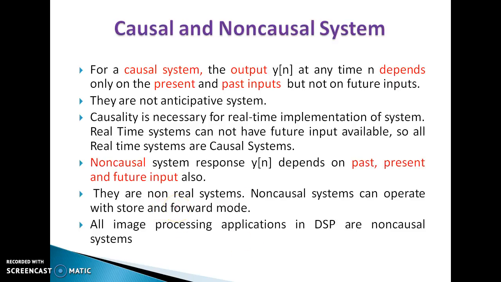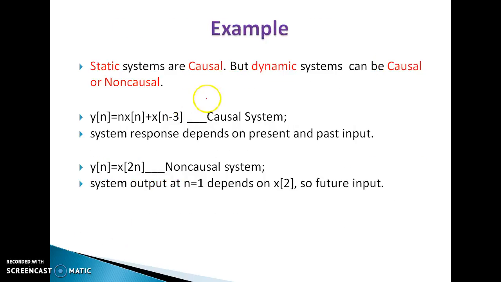In digital signal processing, most of the processing is done like non-causal systems. They are all non-causal because all processing is done in a store and forward form. The data has already been stored previously. Static systems are causal, but dynamic systems can be causal or non-causal.